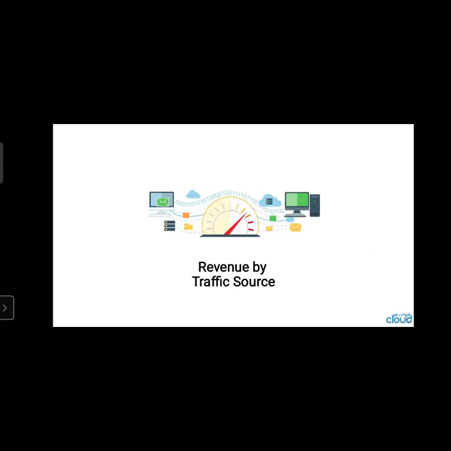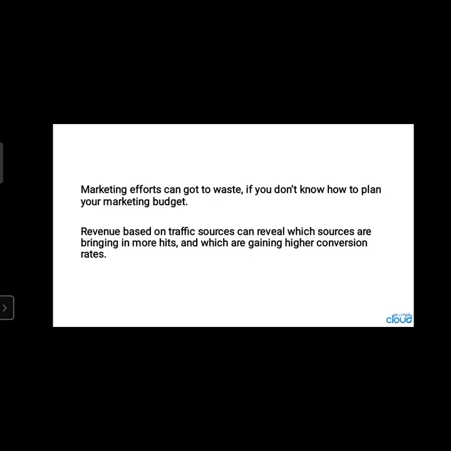Revenue by traffic source. How is revenue calculated? Marketing efforts can go to waste if you don't know how to plan your marketing budget. What all is included in a marketing budget? How much time should we spend on advertising? How much money should we invest in audio-visual, print media, and audio medium?